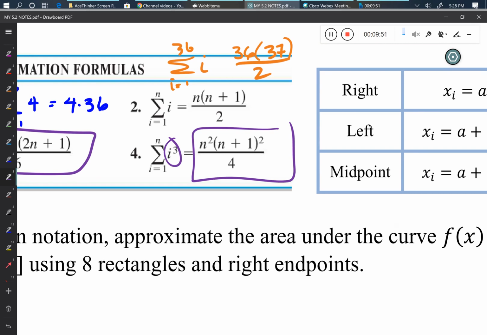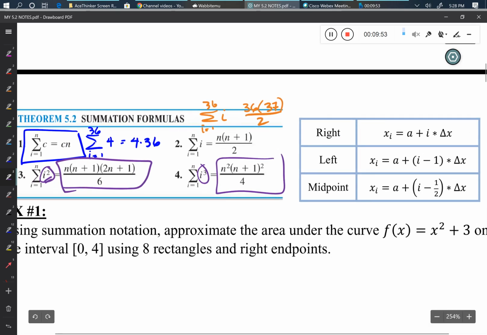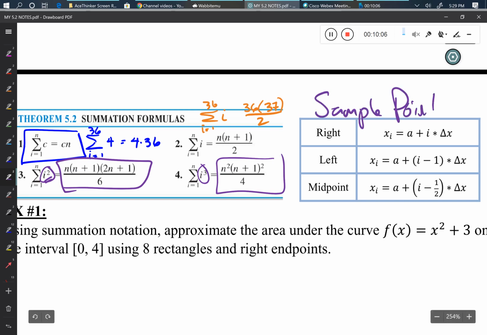Also, to make this work, we need formulas for left endpoints, right endpoints, and midpoints for our sample points. So each of these are our sample point formulas, that is, lefts, rights, and midpoints. Right endpoints, the x sub i's are always a plus i times delta x. Left endpoints are always a plus i minus 1 times that delta x. And midpoints are always a plus i minus a half times delta x.